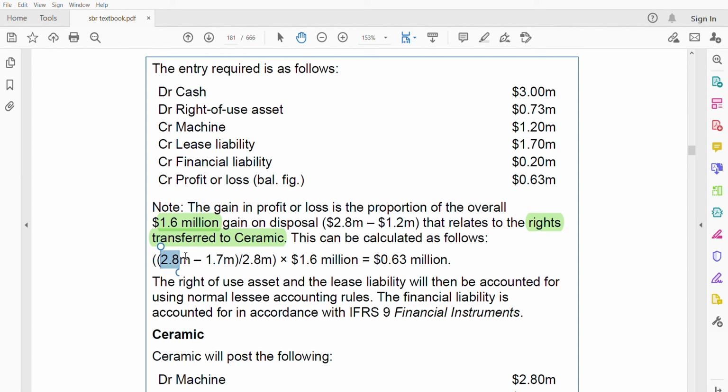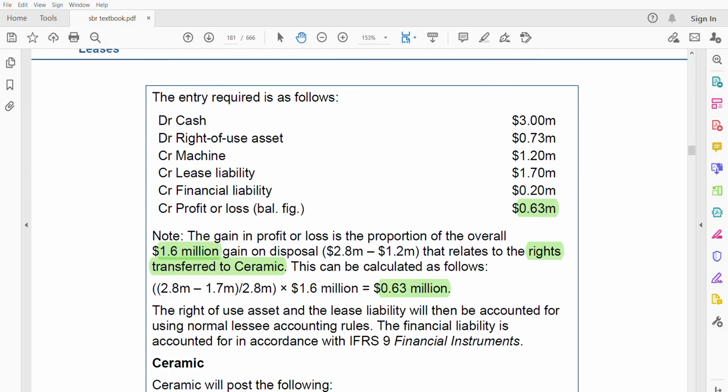So 2.8 was your fair value of the asset, minus 1.7. What is 1.7? Your lease liability. Remember, the fair value of an asset will reduce by your lease liability. So minus 1.7, divided by 2.8, into 1.6, which is your profit. So this is the proportion, 0.6. Hence this is also the balancing figure. Definitely, it's a little bit complicated to understand in the first go, so make sure that you keep on doing similar questions over and over again.